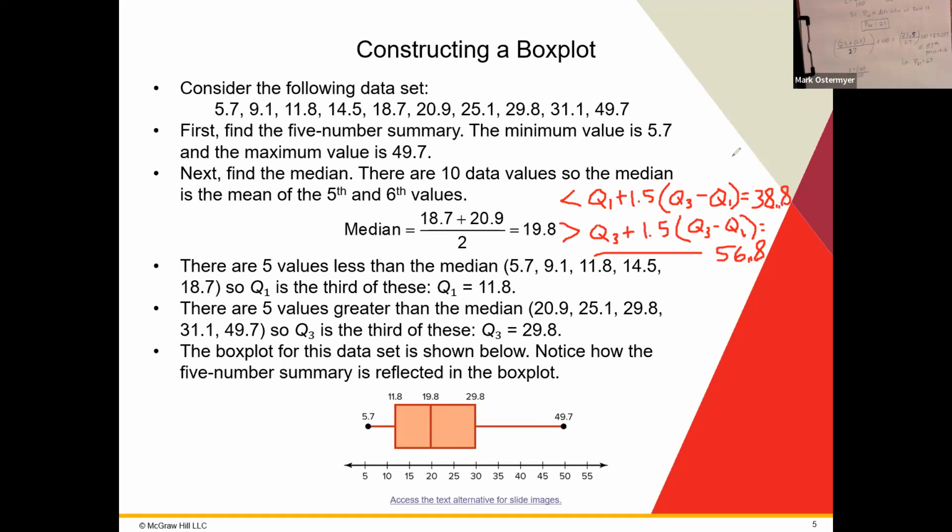Do we got any observation in this data set that's less than 38.8? Wait a minute here. Is that right? Well, let's see. We did compute these correctly, right? 11.1 plus 1.5. Wait a minute. Well, I am not having a good day, ladies and gentlemen. This should be a minus here. I do apologize. We got to recompute this lower one here. This should be Q1 minus 1.5 times the interquartile range. My bad. This one is correct, though. The 56.8 is correct. Let's recompute the lower boundary. It's got to be minus.